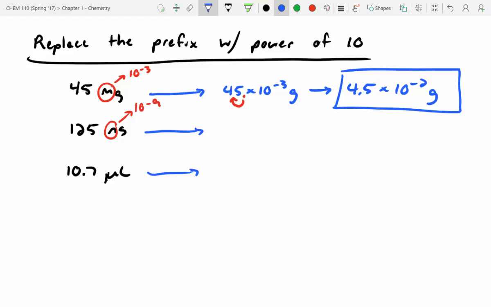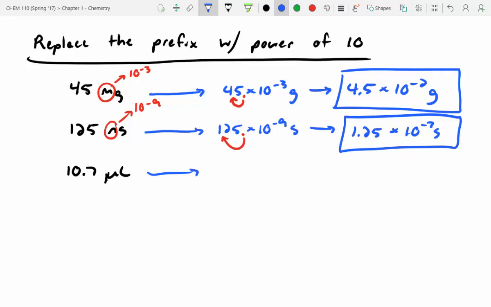Okay, so if we piecemeal this, we could say this is 125 times 10 to the negative 9 seconds. However, we know that typically we want to move this decimal point further over. So we're moving it 2 places to the left. Does that mean we're going to have 10 to the negative 11th or 10 to the negative 7th? 7. Okay. So this would be 1.25 times 10 to the negative 7 seconds.